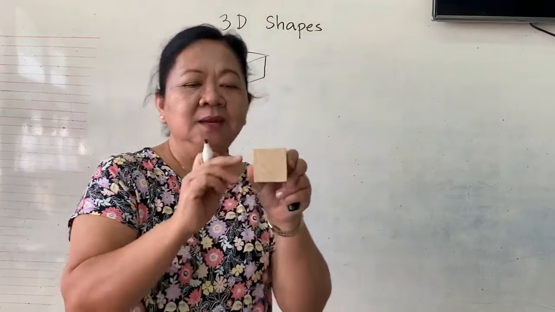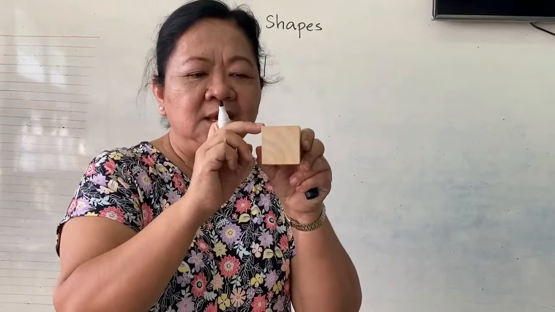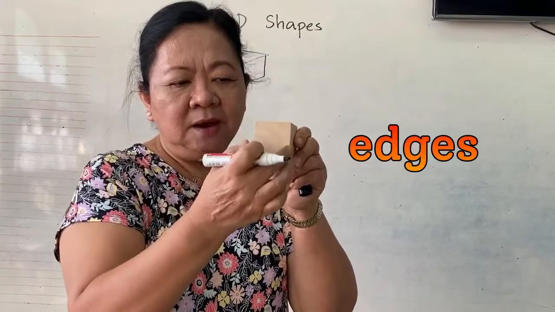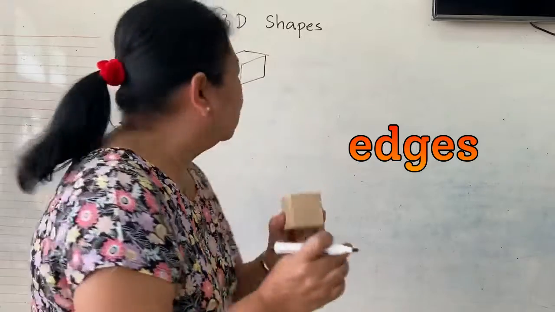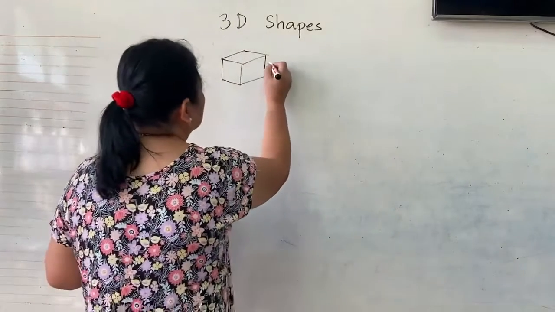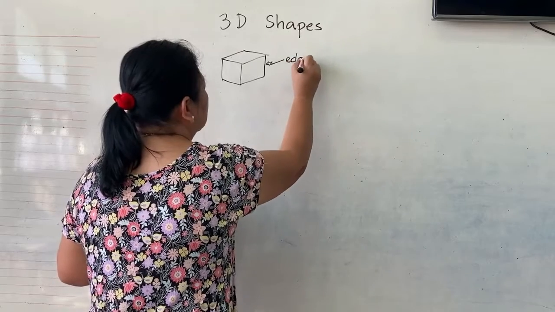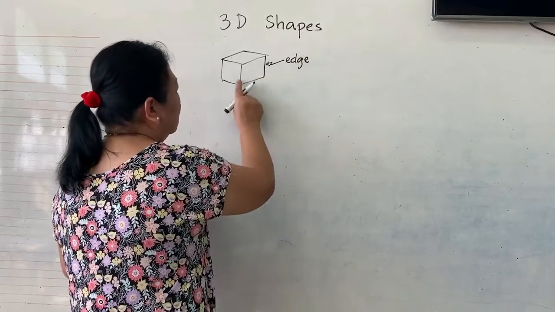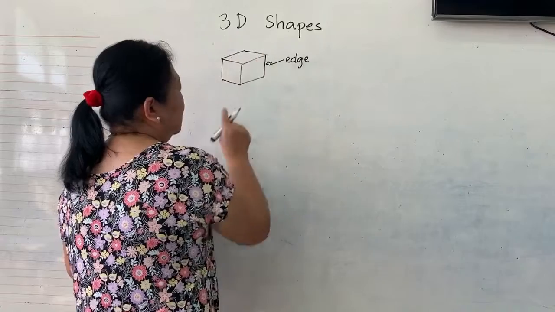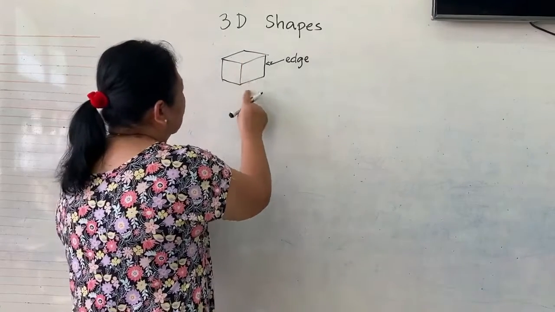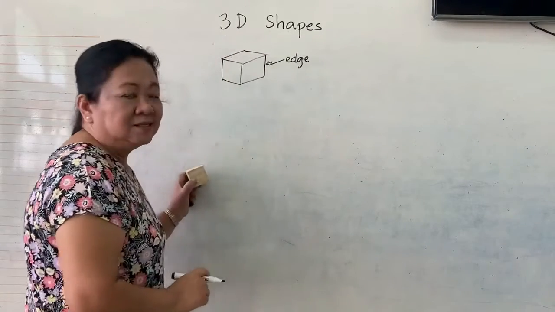Okay, and these lines that you will see are called edges. So this line that you can see here is called an edge. If there is only one, it is an edge, but all of these are edges. And these are the lateral faces.